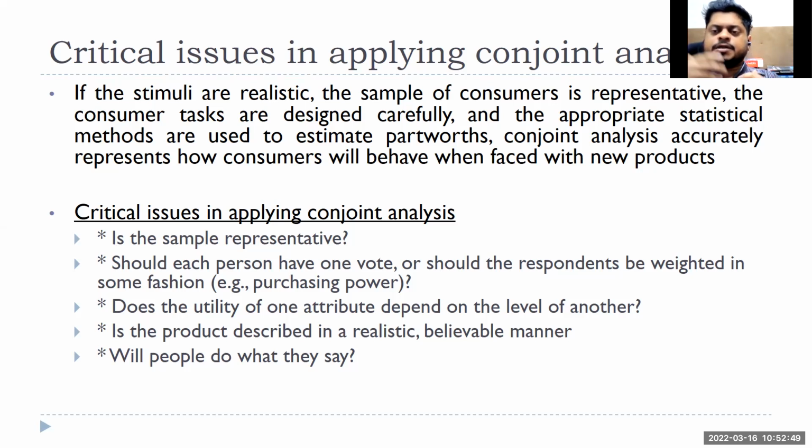And somebody sometimes takes a license for 1 or 2 months, then gives a gap. Another sometimes uses it again, right? So shall I treat both customers as equal and consider their choices as equal? Or shall I give more weightage when I'm making this calculation to the person who is a regular customer to me? Does the utility of one attribute depend on the level of another?